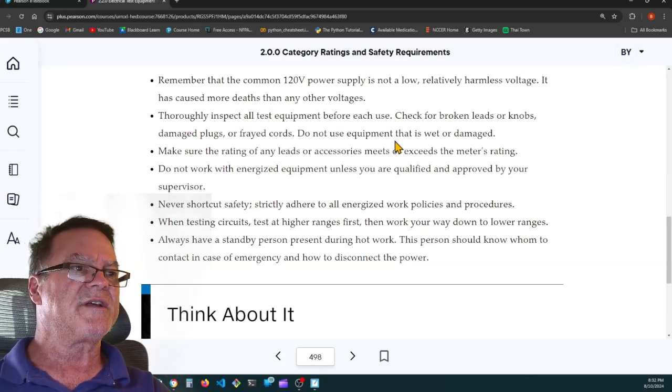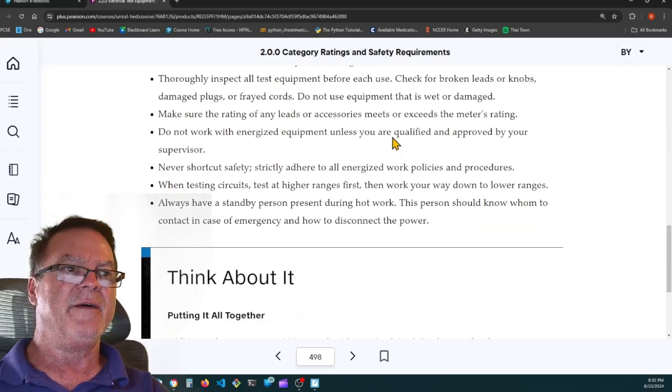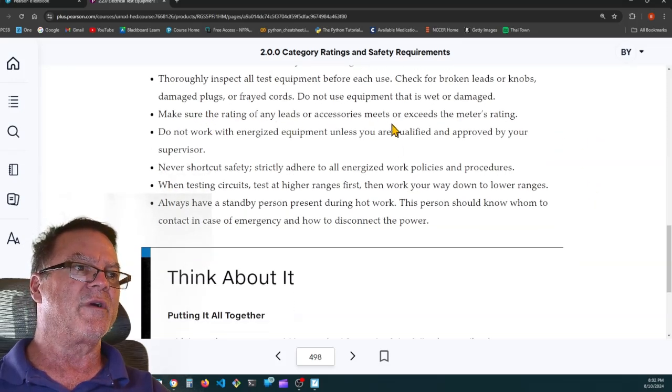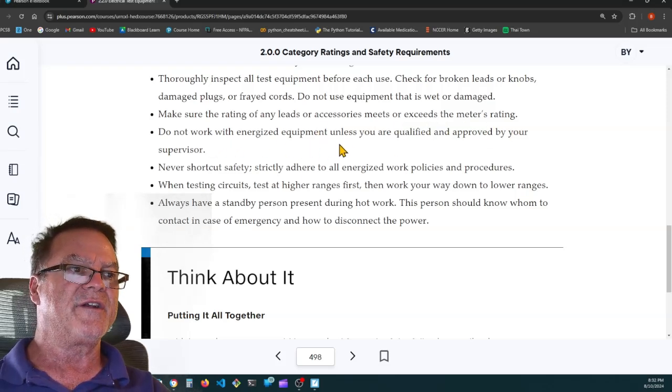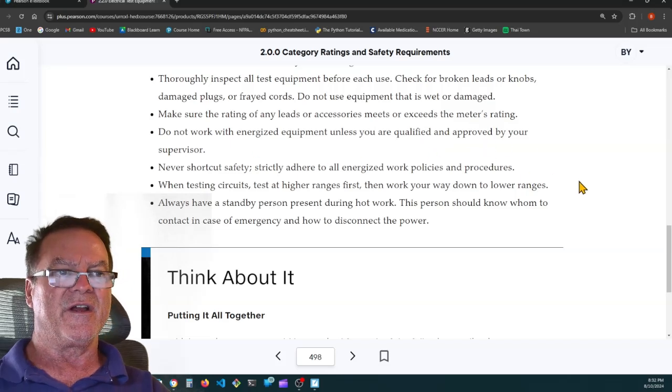Thoroughly inspect all test equipment before each use. Check for broken leads or knobs, damaged plugs, or frayed cords. Do not use equipment that is wet or damaged. Make sure that the rating of any leads or accessories meets or exceeds the meter's rating. Do not work with energized equipment unless you are qualified and approved by your supervisor.